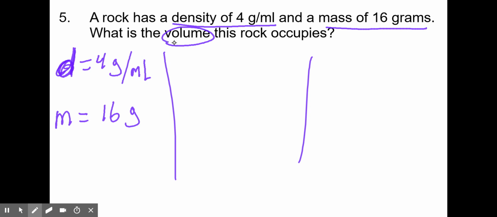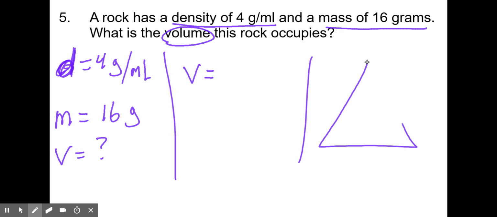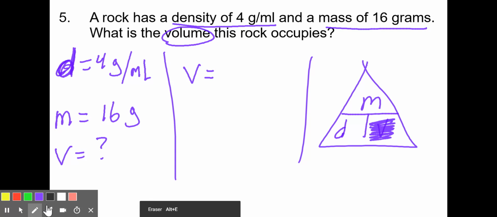And what's the one that we need to solve for? What's the volume? Volume equals, I don't know. Put our volume equals in here. If we cover up that section of our triangle, we get the formula. Density is mass over volume. If I cover this one up with your finger, what do you got? You got M.